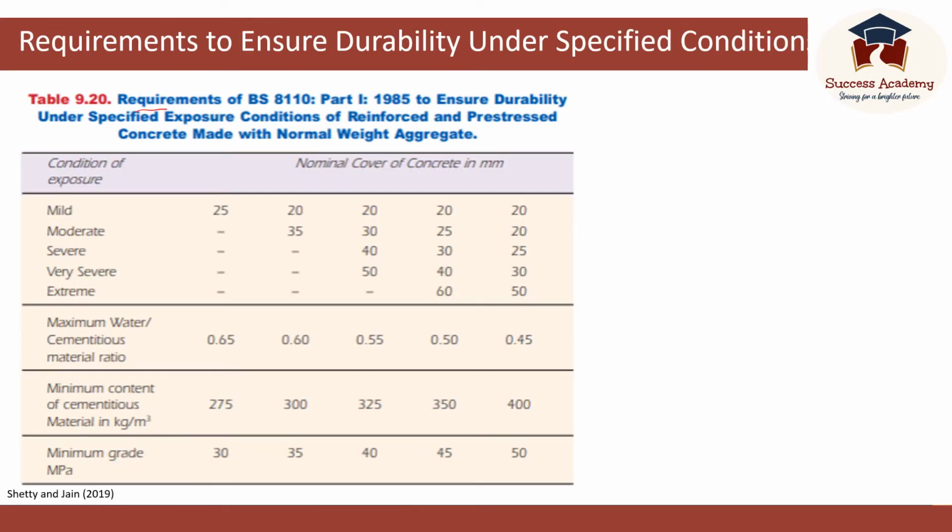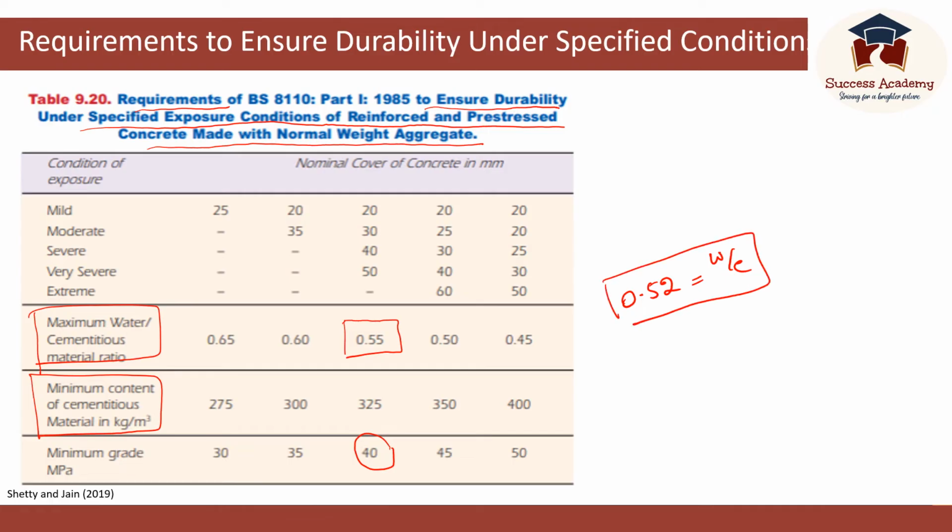This table shows the requirements to ensure durability under specified exposure conditions of reinforced and pre-stressed concrete made with normal weight aggregates. We can find the maximum water to cement ratio and the minimum cement content here. For our example, the targeted strength was 40 megapascals, so we know the maximum water to cement ratio should be 0.55. In our case, we got 0.52 as our water to cement ratio, so we are okay. We are less than the maximum mentioned in the table.